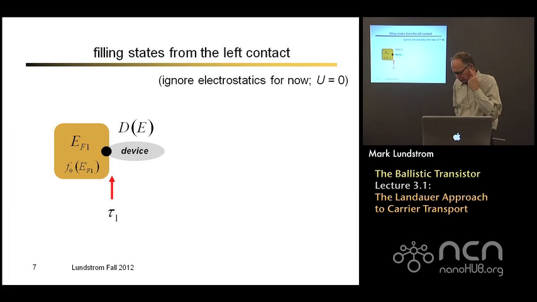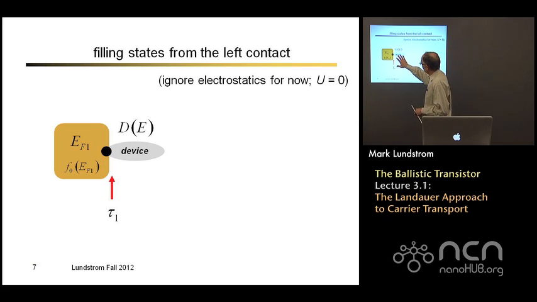Okay, so now let's go step by step and see if we can derive an expression for what goes on in this device. I'm going to ignore the electrostatics for now. Let me consider the case when I only have one contact connected to the device. That's not a very interesting device. No current is going to flow in steady state. But you can see what will happen.